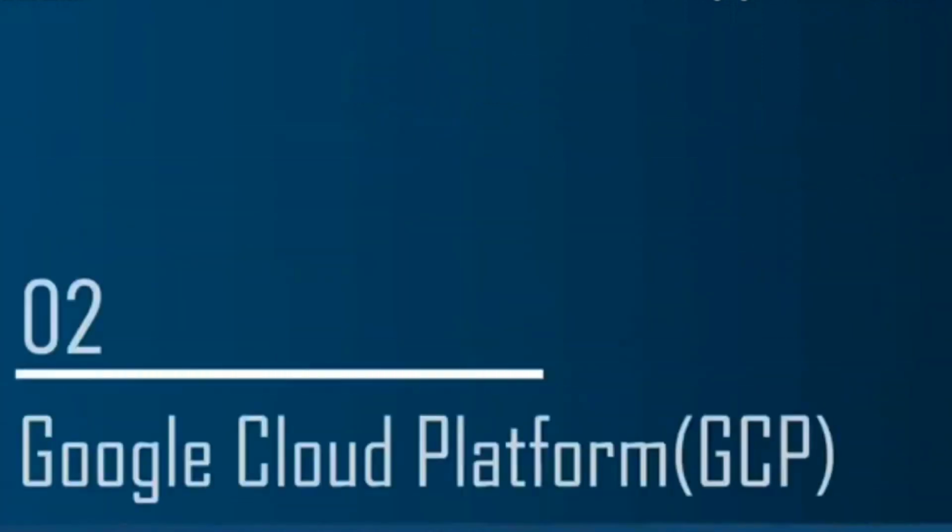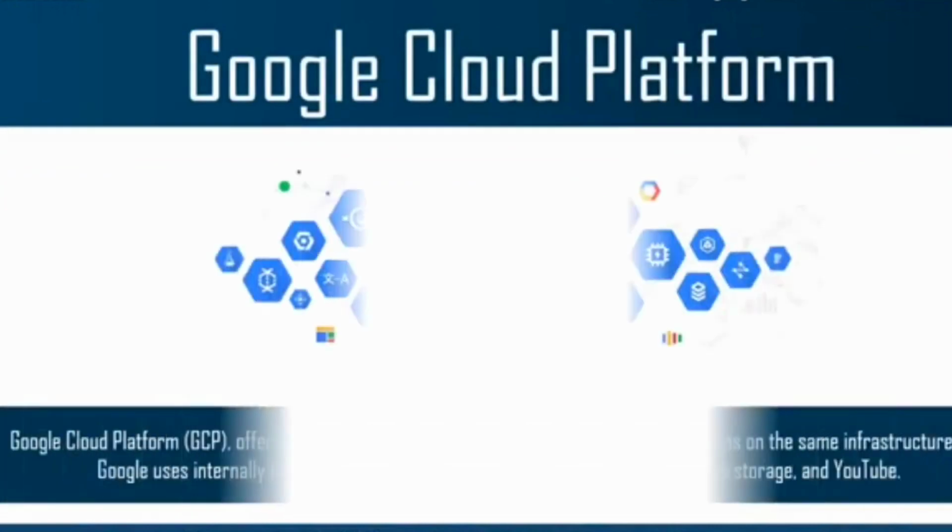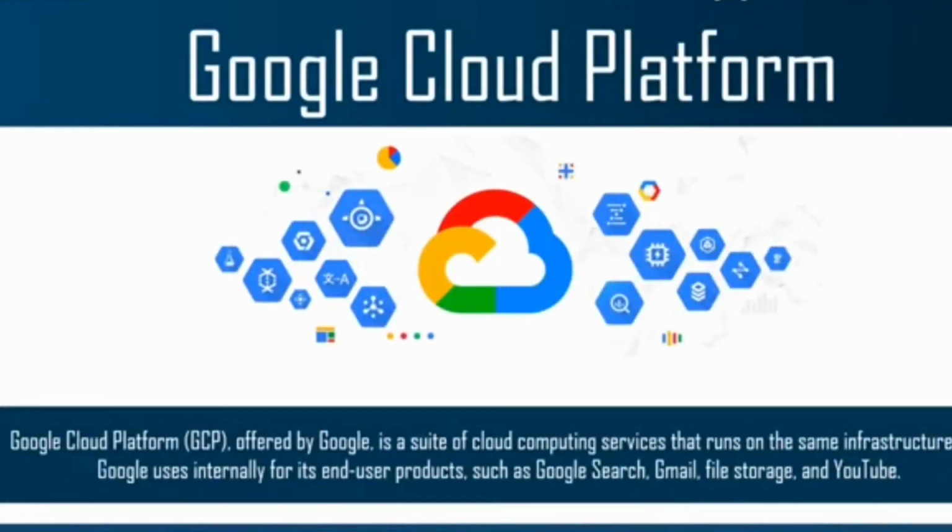Now let's get an overview of Google Cloud Platform. Offered by Google, it is a suite of cloud computing services that runs on the same infrastructure that Google uses internally for its end user products such as Google Search, Gmail, file storage and YouTube, along with a set of management tools. It provides modular cloud services including computing, data storage, data analytics and machine learning for organizations with large amounts of data to store.